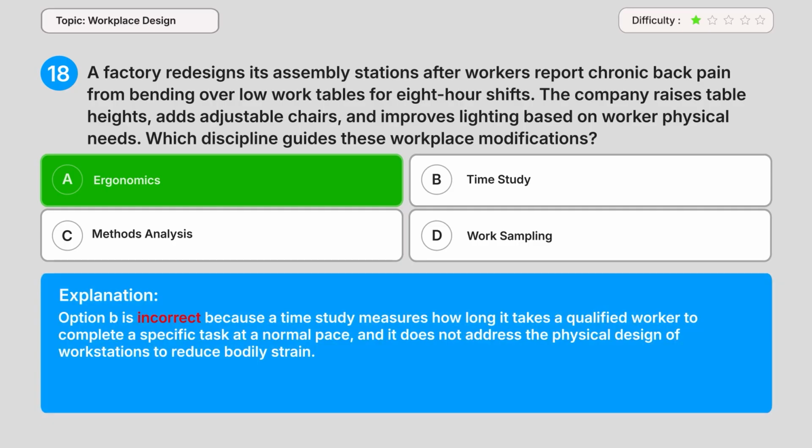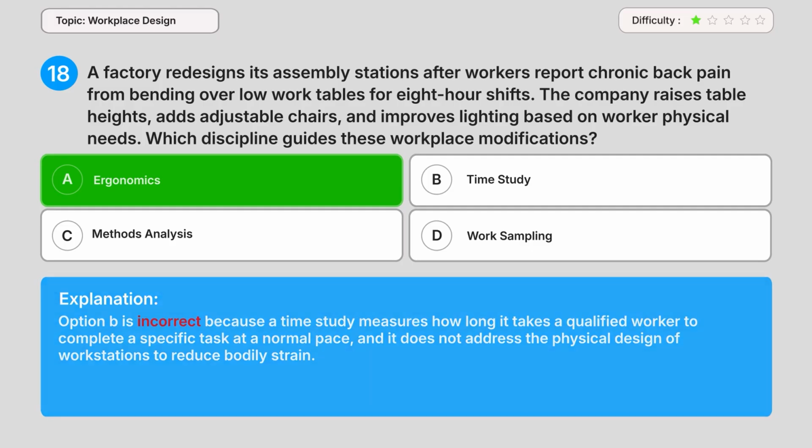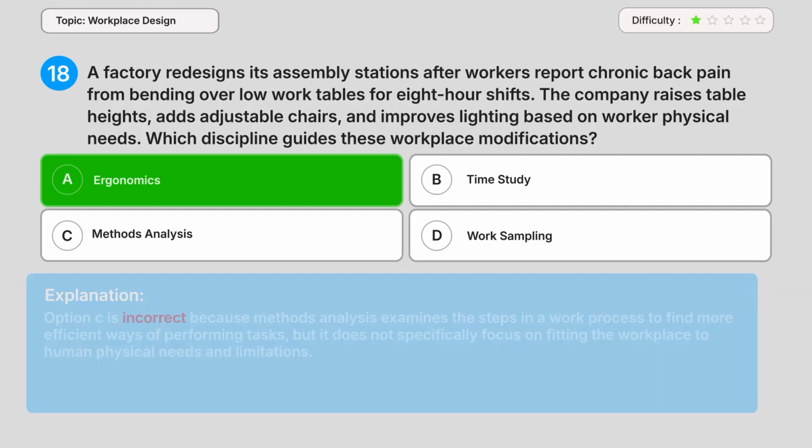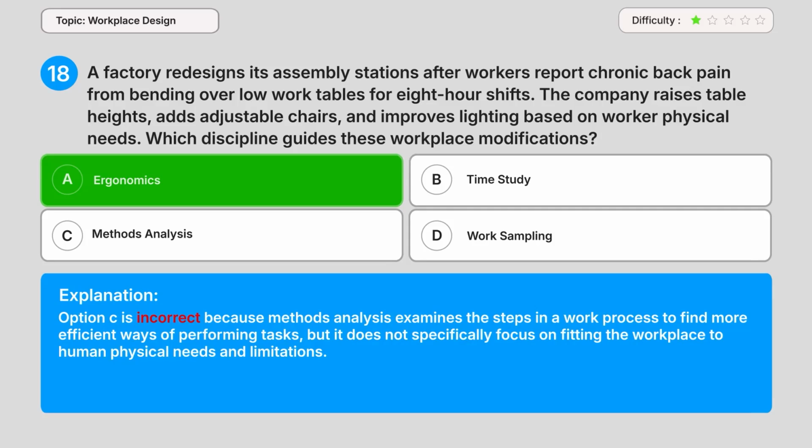Option B is incorrect because a time study measures how long it takes a qualified worker to complete a specific task at a normal pace, and it does not address the physical design of workstations to reduce bodily strain. Option C is incorrect because methods analysis examines the steps in a work process to find more efficient ways of performing tasks, but it does not specifically focus on fitting the workplace to human physical needs and limitations.